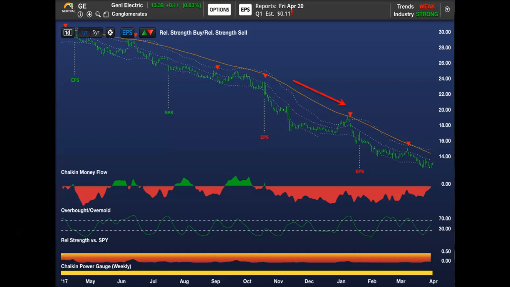Look at the relative strength sell signals. There are 6 of them on this chart. Every one of them was successful. It's never too late to sell a stock where everything's lined up against it. Earnings, relative strength, money flow, institutions continue to sell the stock to this day, even though there are rumors of a restructuring, of Warren Buffett possibly getting involved.